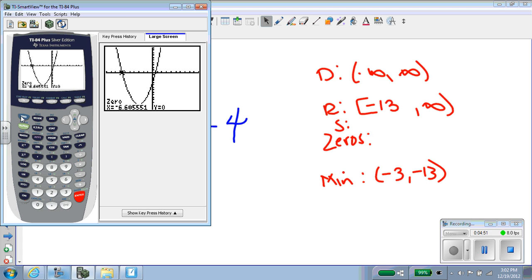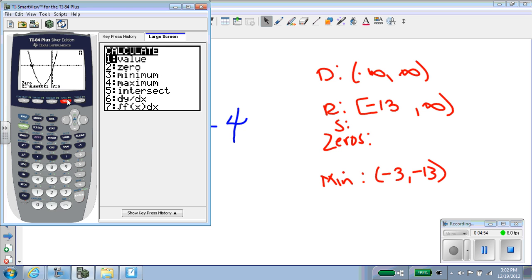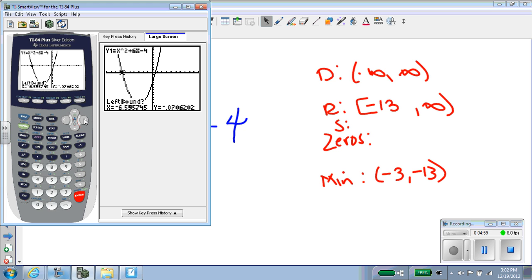And now I'm going to find the other one using the same second calculate zero. It says go left. I'm going to go right until I'm closer to it, but still on the left. Okay, I'm definitely left of it right now. And now I'm going to go right until I pass it. Okay, and there's my guess. So 0.605 dot dot dot or 0.606 approximately, comma 0. So I do have two zeros.